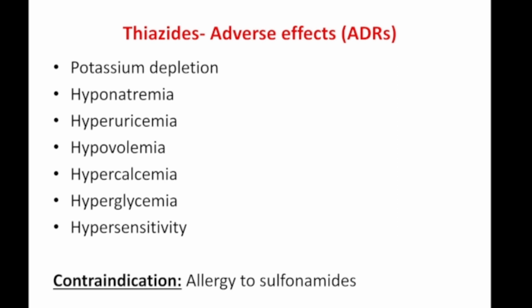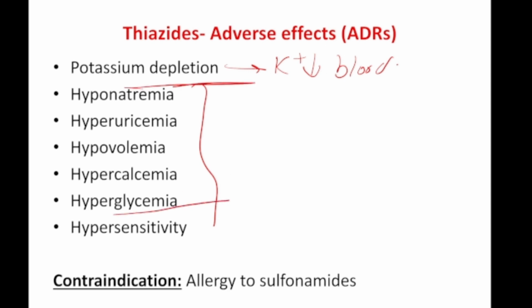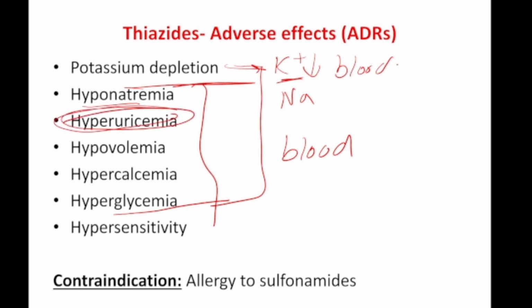Okay, side effects. The patient may suffer from hypokalemia, a decreased level of potassium in the blood. Here, all these we talk about the blood. For example, this one represents the blood. We have hypokalemia, decreased level of potassium in the blood. Hyponatremia, sodium in the blood. Hypovolemia, decreased level of blood volume. Hypercalcemia, hyperglycemia. So you can see all these reflect the blood.